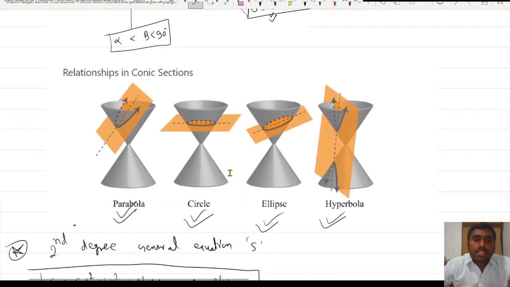Now in the next class we'll start with the circle. First we'll discuss the circle, after that we will discuss the parabola, then the ellipse and then the hyperbola. So one by one we'll discuss all the topics.